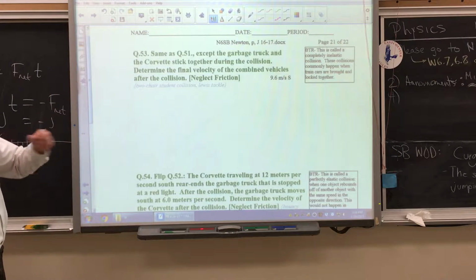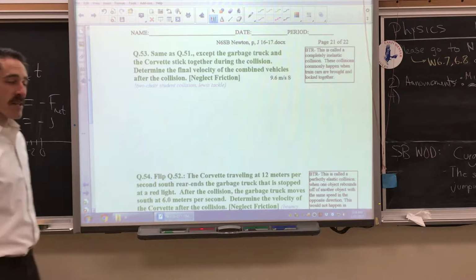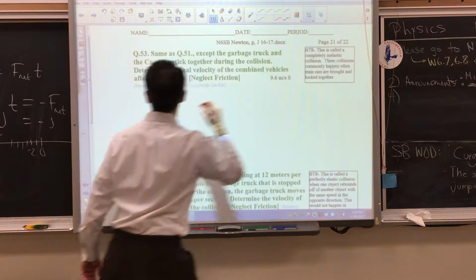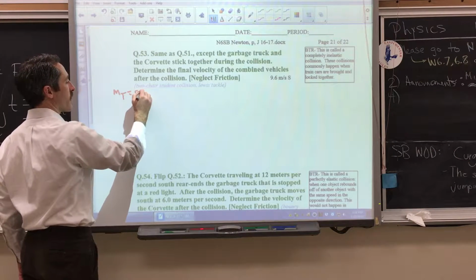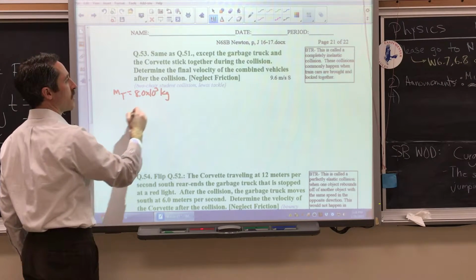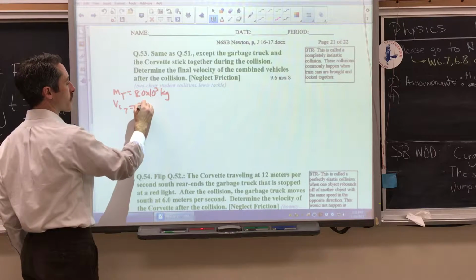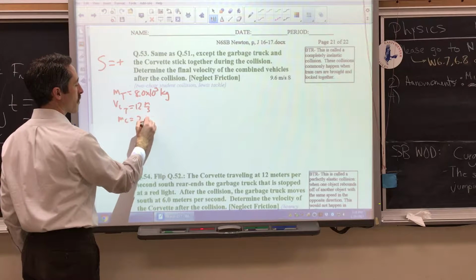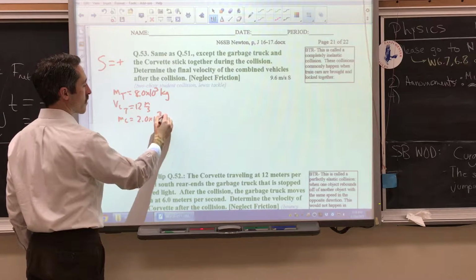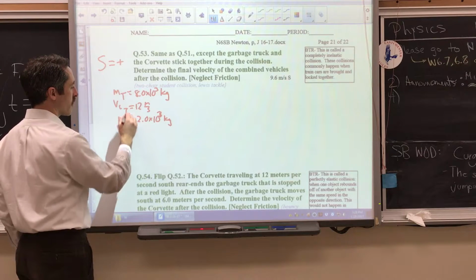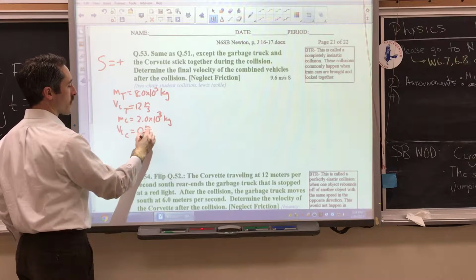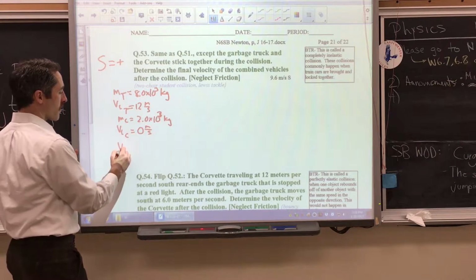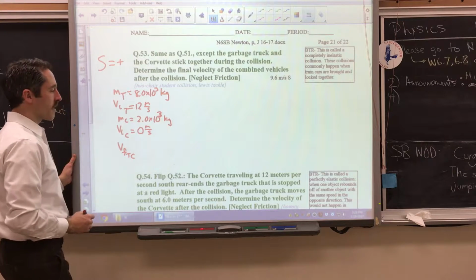Here we go. Same as question 51, except the garbage truck and the Corvette stick together. Oh, this can happen. All right, so we remember the mass of the truck was 8 times 10 to the third, 8,000 kilograms. We remember its initial velocity was 12 meters per second south. Well, south positive again. The mass of the Corvette was 2 times 10 to the third kilograms. Its initial velocity was 0 meters per second. Now they stick together. Determine the final velocity of the truck and Corvette combination.